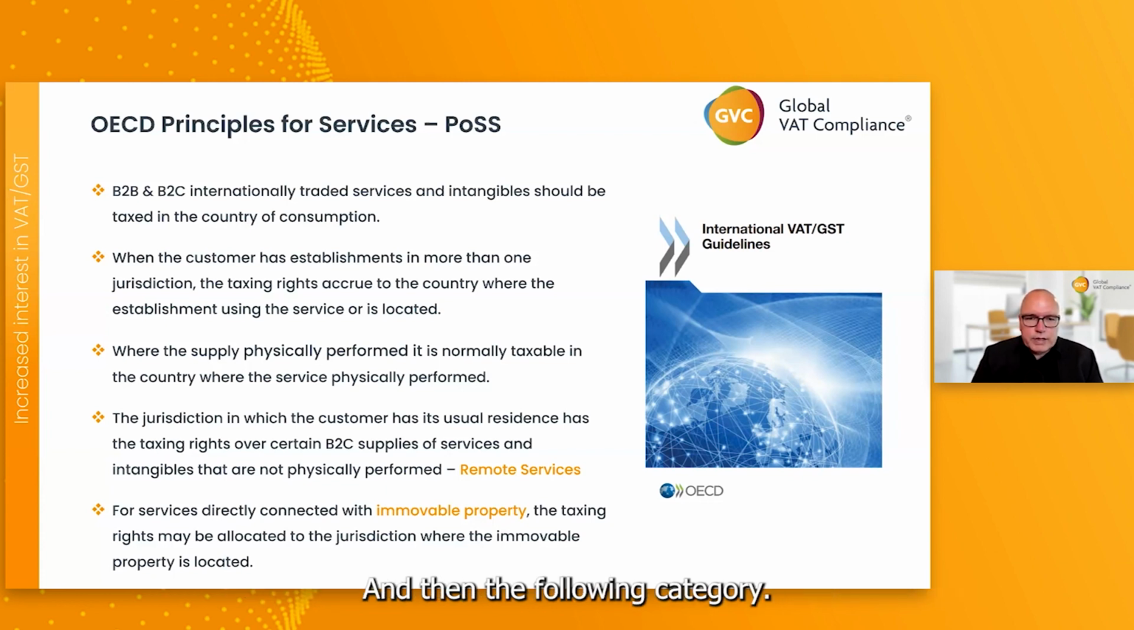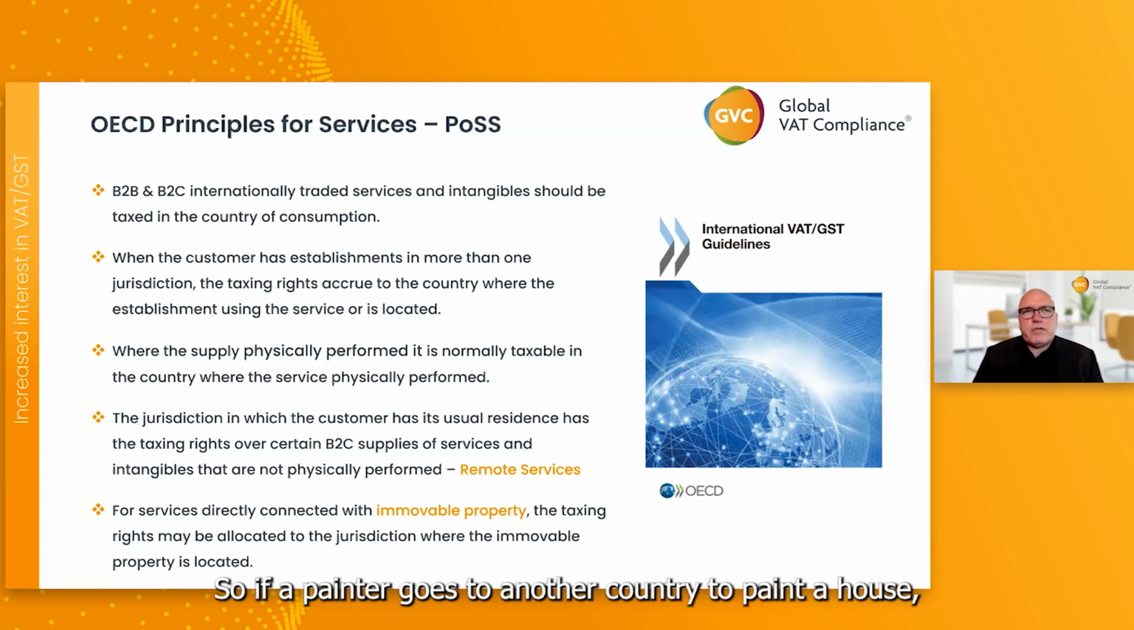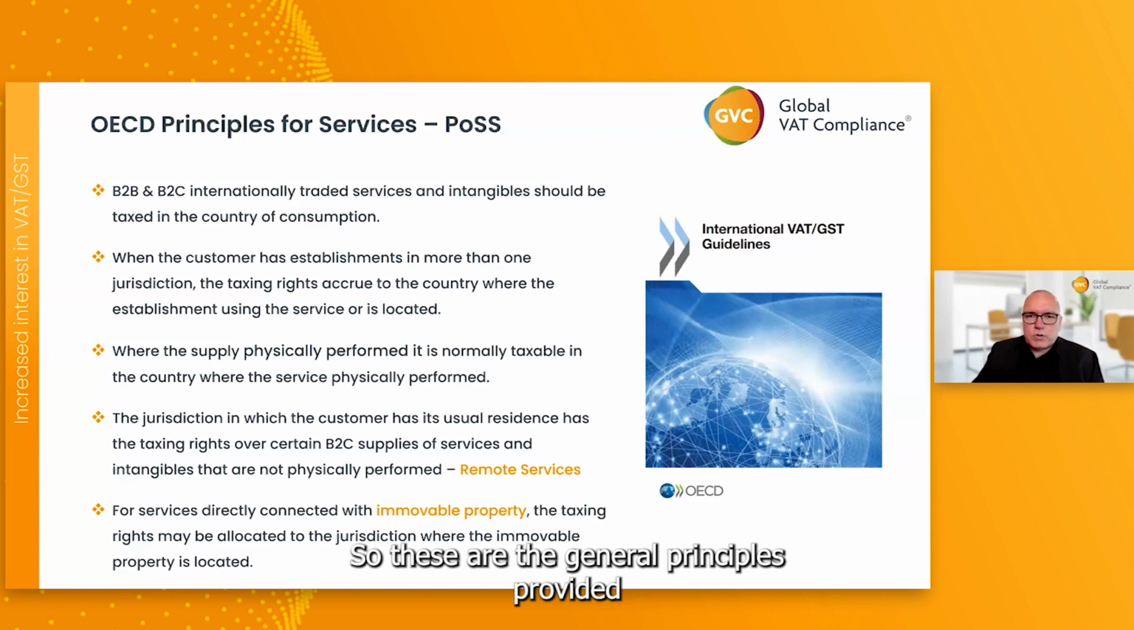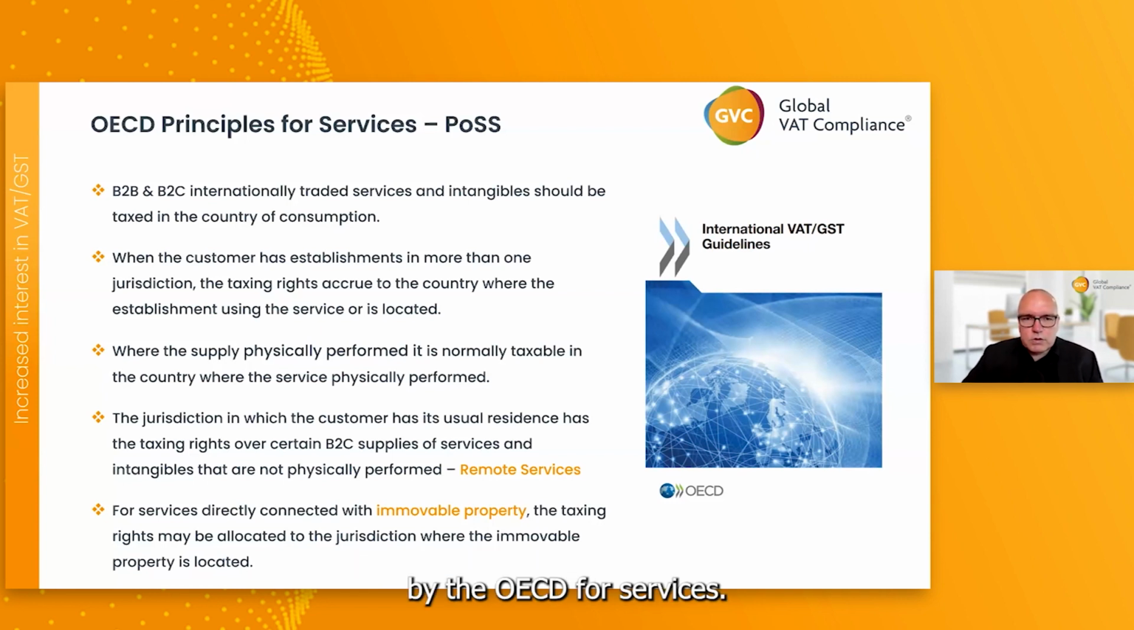And then the following category, if you look on the slide, the one on remote services, that is the main topic for today: electronically supplied services, other services that are supplied remotely, so not requiring a local activity or a local presence to deliver the service. And the last category is immovable property, which is generally taxed where the immovable property is located. So if a painter goes to another country to paint a house, then in most jurisdictions, it will also be taxable in that location. So these are the general principles provided by the OECD for services.